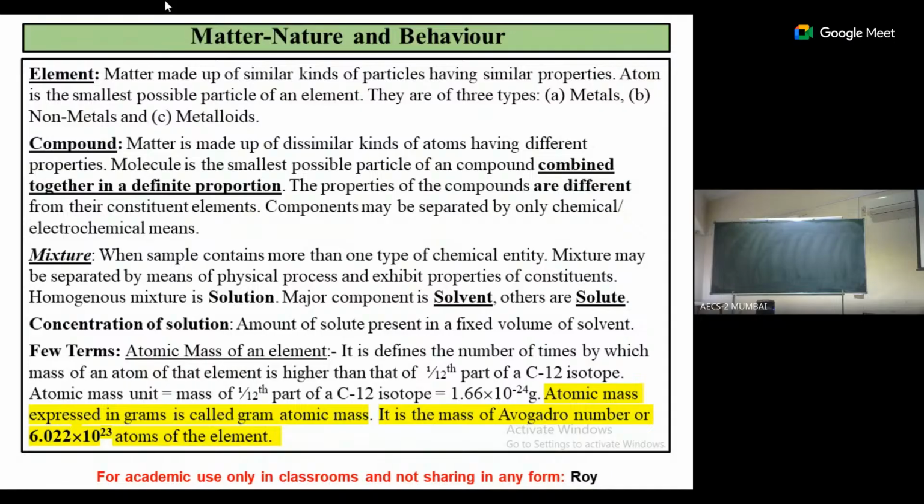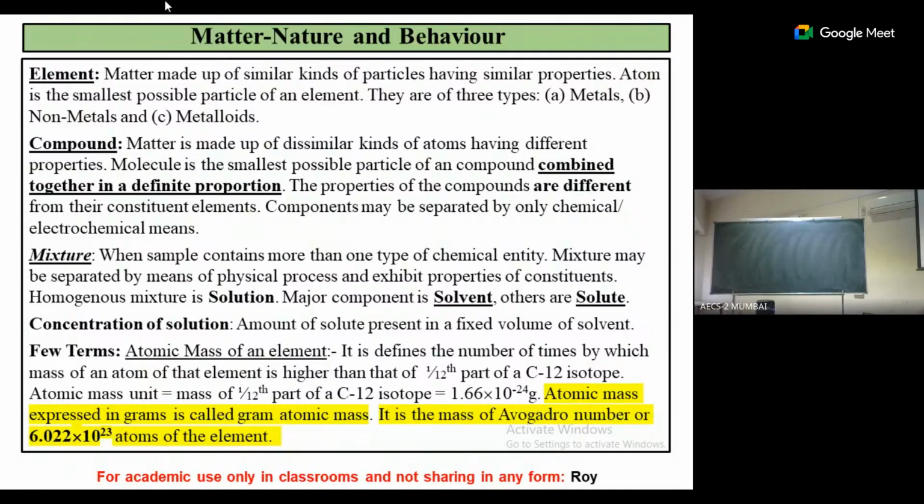Okay, so 1/12 part is definitely the unit of atomic mass. So that's how the atomic mass is derived. And what is its value? Its value is 1.66 into 10 to the power minus 24 gram. Atomic mass expressed in grams. कोई भी element का atomic mass expressed in grams gives you gram atomic mass.